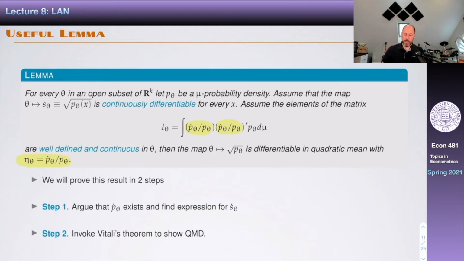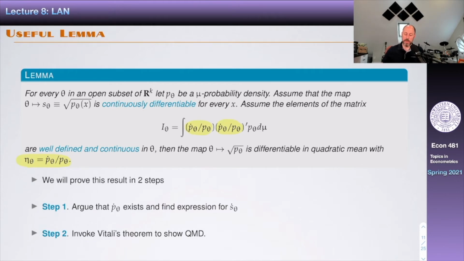So we're going to prove this in 2 steps. In the first step, we're going to argue that p dot theta exists, and we're going to find expressions for s dot. And in the second step, we're going to invoke Vitali's theorem, which I'm going to state, but it's essentially the theorem that is going to give us convergence of integrals. And we're going to show that that immediately gives us differentiability in quadratic mean.